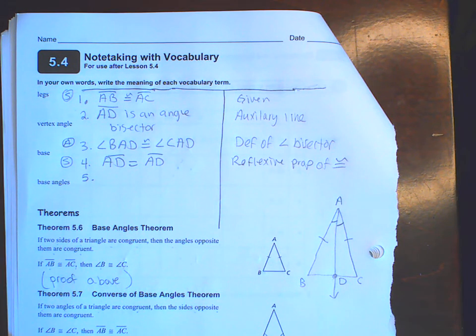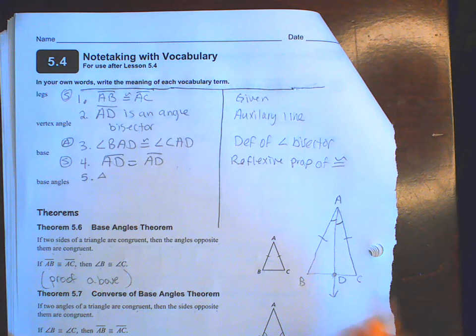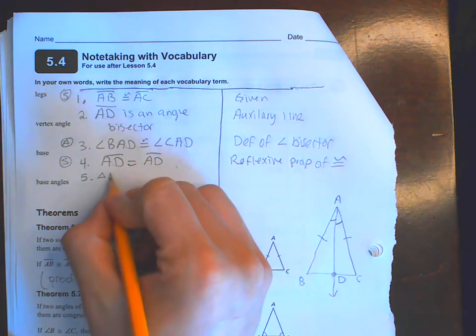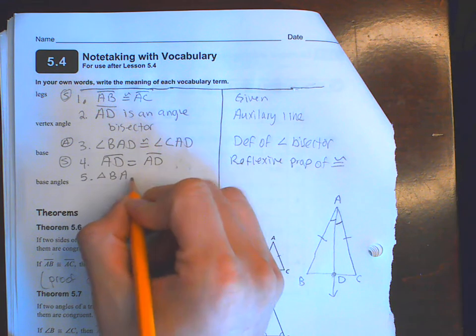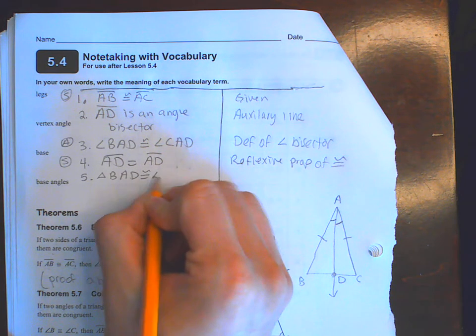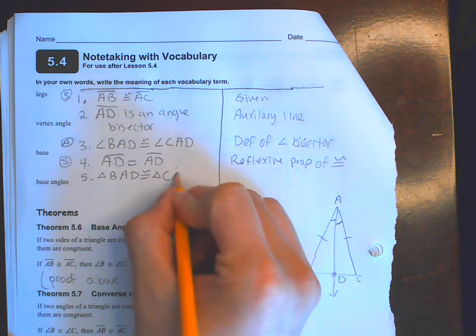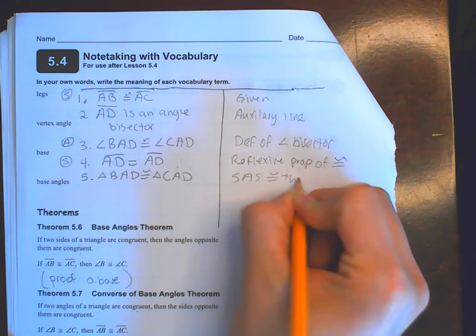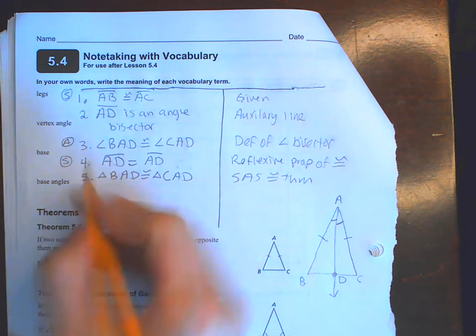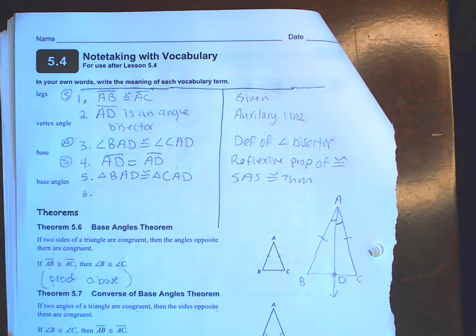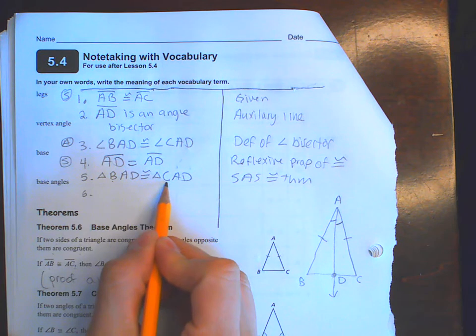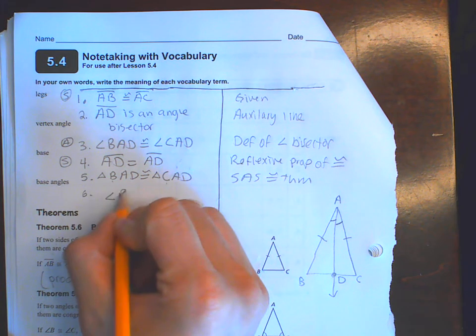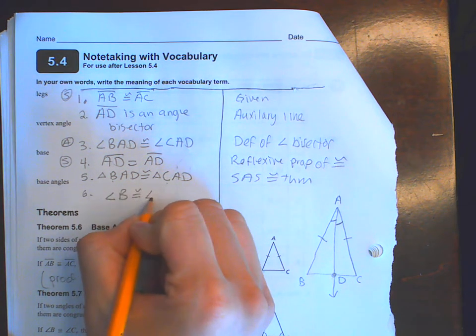So triangle BAD is congruent to triangle CAD by the side angle side congruence theorem. So look, these are congruent. Because we know that they are congruent, their corresponding parts will be congruent as well. So therefore, angle B and angle C are going to be congruent.